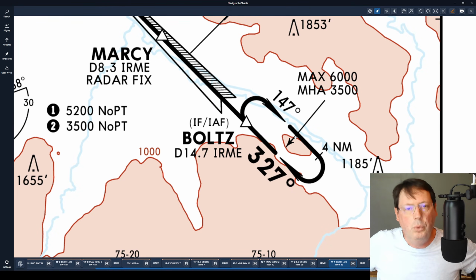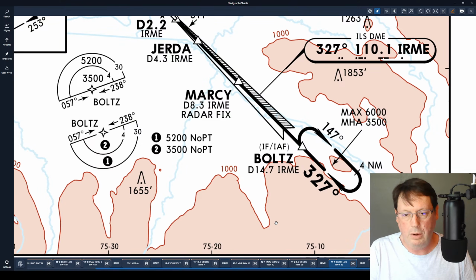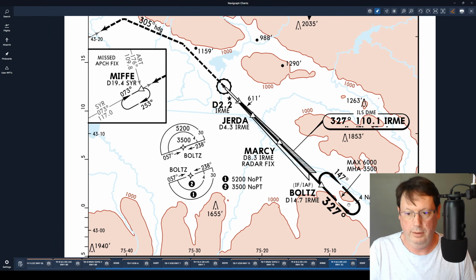So we'll do holds at some point. Holds are easier than people make them out to be. There's no reason to be scared of them. The other thing about holds, you are almost never going to be asked to hold somewhere that doesn't have a hold published, right? We've got two holds right here on this chart. You've got this hold right here, and you've got this hold right here at the missed approach fix, right?